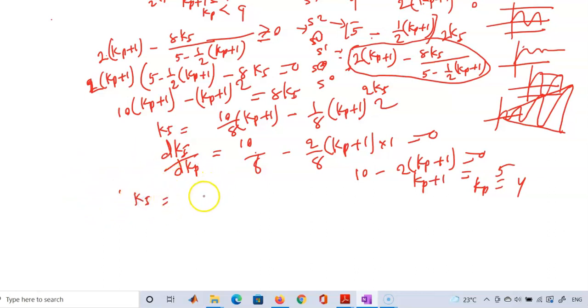So ki is equal to 10 by 8 into 4 plus 1, that is 5, minus 1 by 8 into 5 square, this is 25.